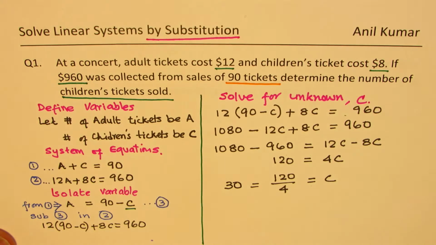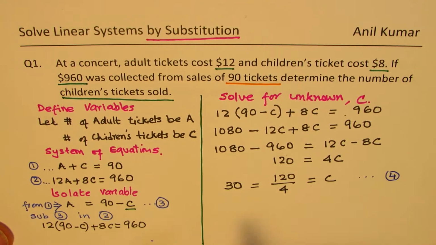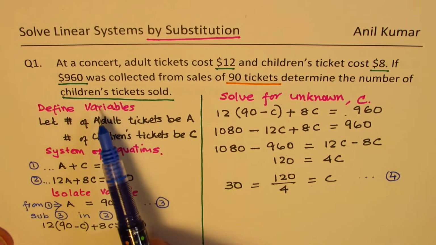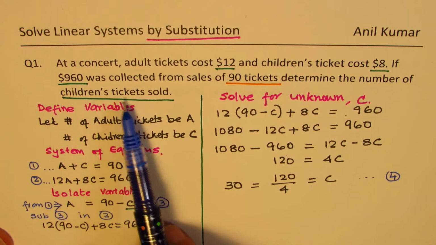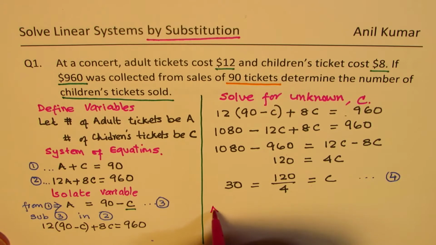So we get the value of c, correct? So we'll call this our equation number 4. In this particular case, we only want to know how many children's tickets are sold. So C is 30. So 30 tickets sold, we get our answer. So the last step is to write down the answer. It's very important, right? And in a statement form.